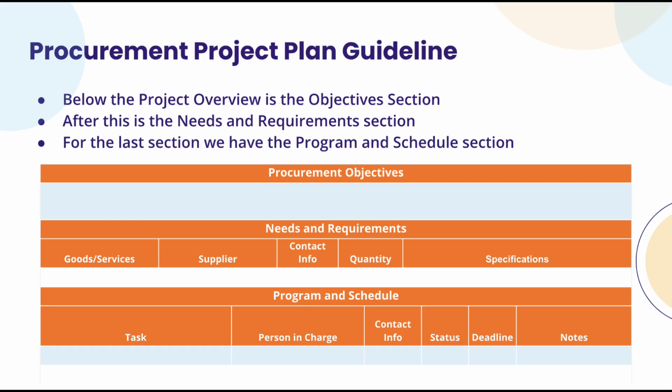Now, for the last section, we have the program and schedule section, where you list down all the tasks needed so that you can keep track of them. You will also fill in the person in charge and their contact information. There is also a column in this section for the status of the tasks, which can either be completed, in progress, or needs attention in case there are any pressing matters that come up. The last columns of the section are the deadline and notes columns.